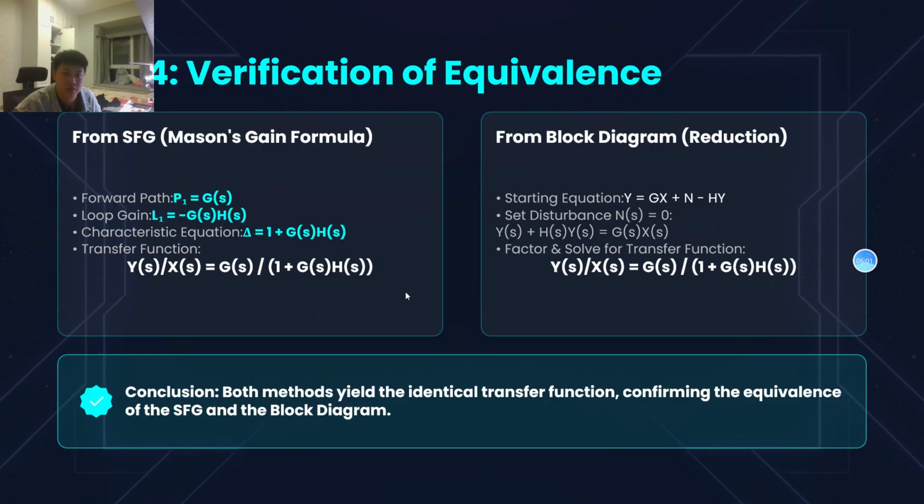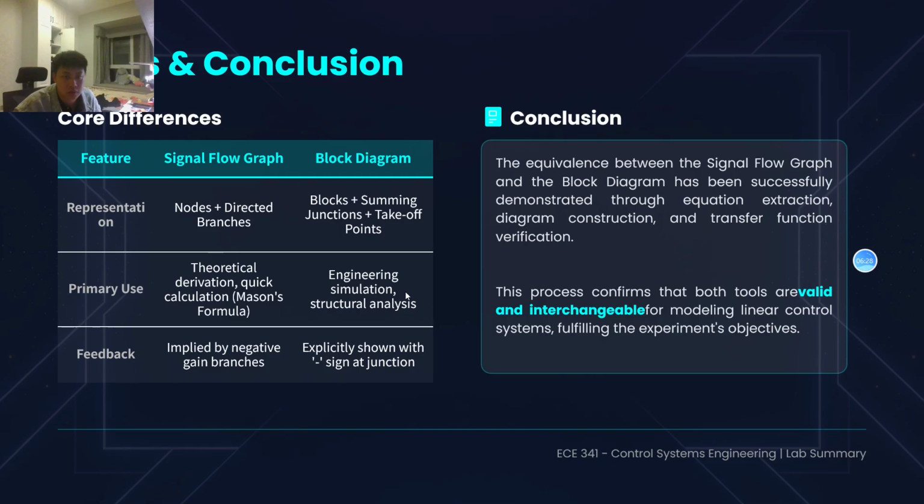And step 4, verification of equivalence from SFG, you can see, and from block diagram. Both methods yield the identical transfer function, confirming the equivalence of the SFG and the block diagram. Okay, so you can see the summary. You can see the list about features of the signal flow graph and the block diagram.